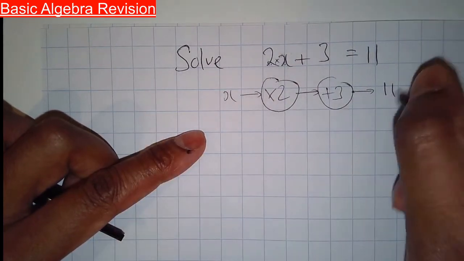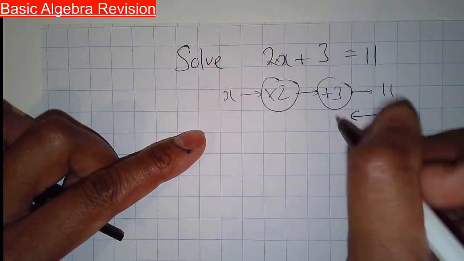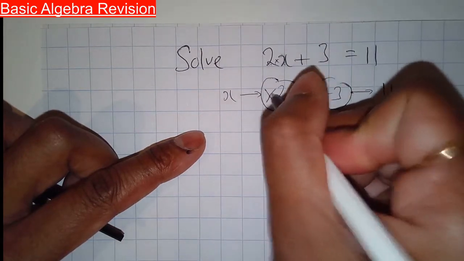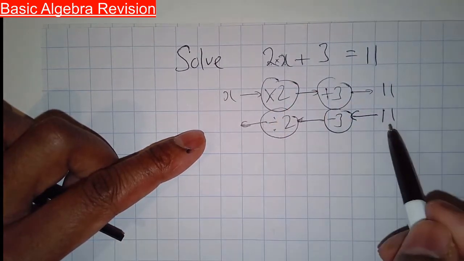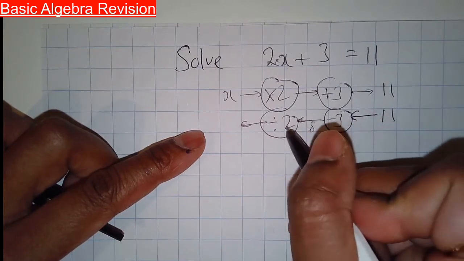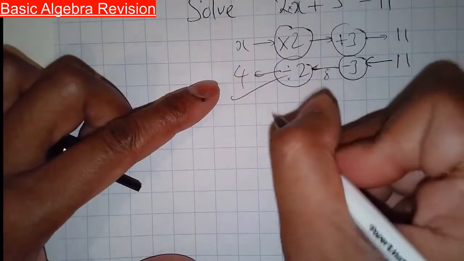Now I need to go backwards, inverse operation. Opposite of add is take away, so take away 3. Opposite of times is divide, so divide by 2. Let's see what we get now. 11 take away 3 is 8. 8 divided by 2 is 4. The answer is 4.